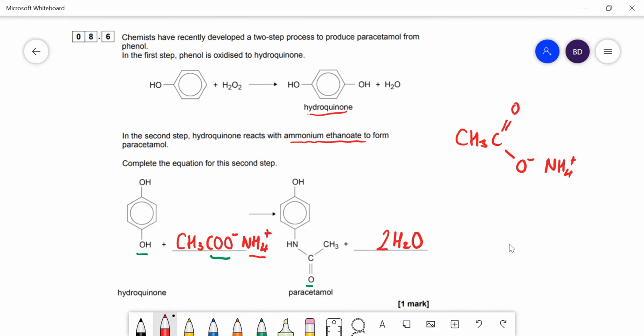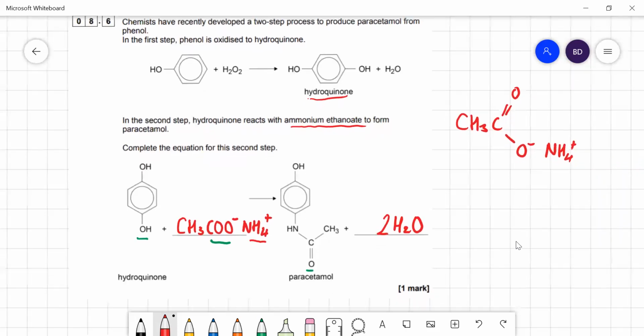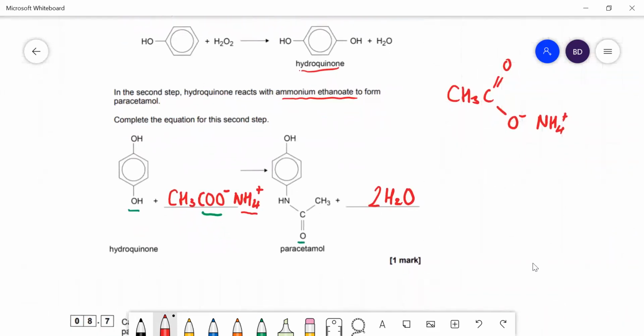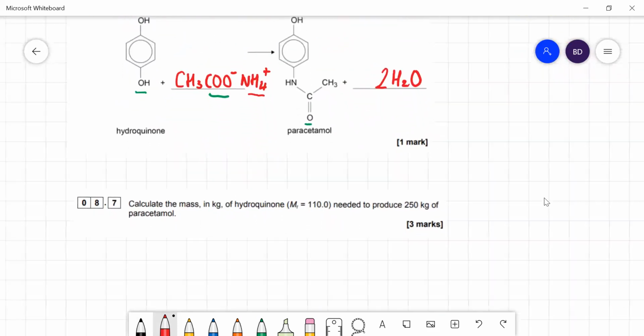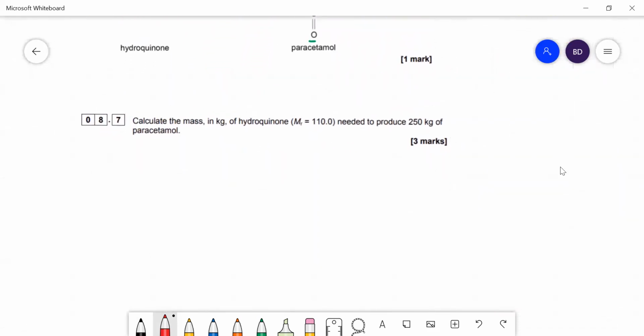If you're ever looking for another thing to balance an equation, water is very often one of the products, so always look out for that. Now we have a calculation, it's like a yield calculation essentially. So calculate the mass in kilograms of hydroquinone needed to produce 250 kilograms of paracetamol. It doesn't say so, but presumably they're talking about a 100% yield.